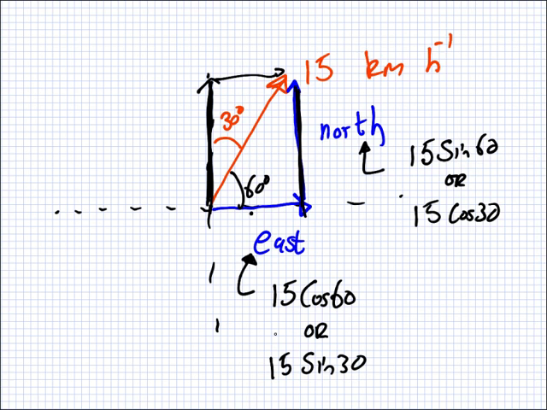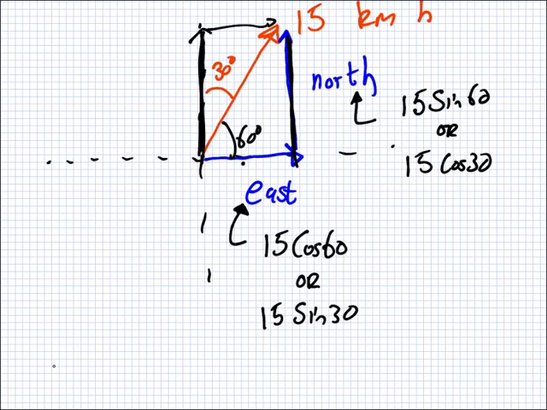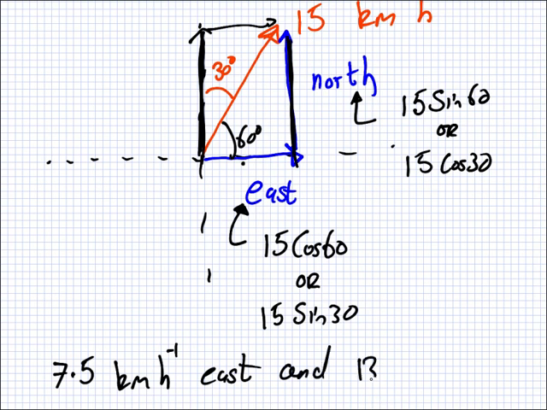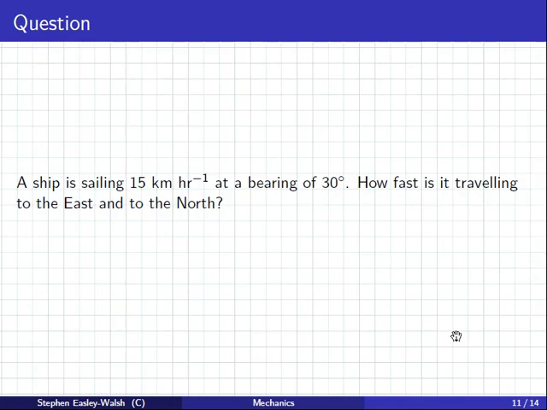So what do we get for the east and for the north? 7.5 kilometers per hour east, and 13.0 kilometers per hour north. Yeah? We're okay with that? Right, let's see.